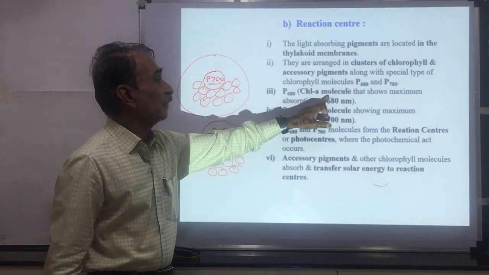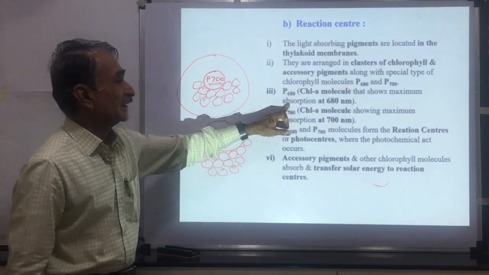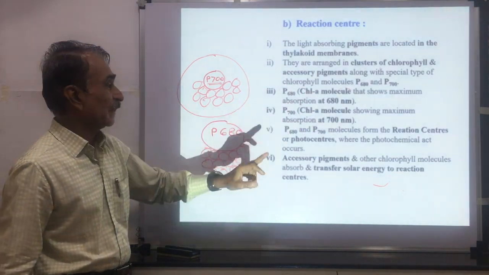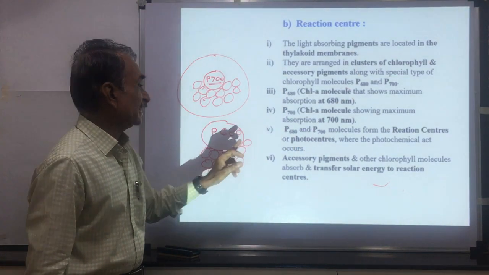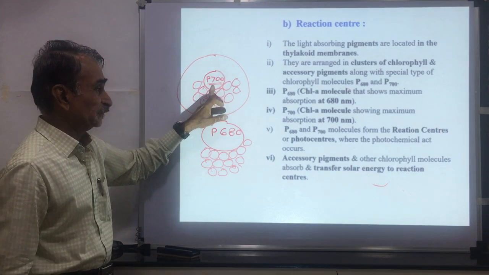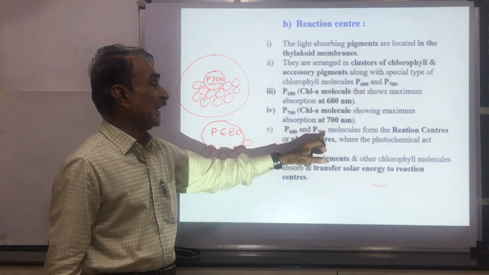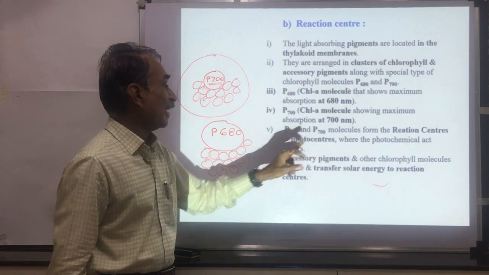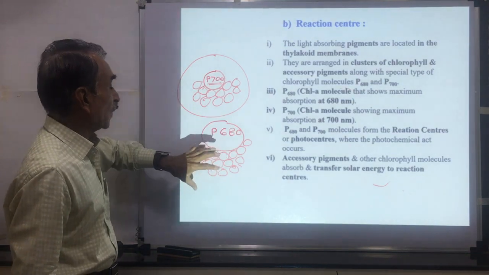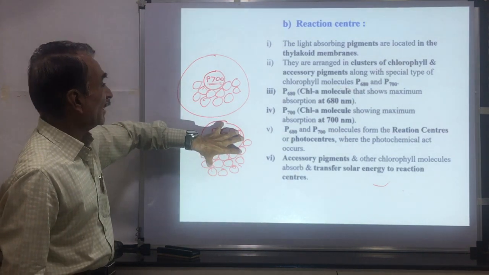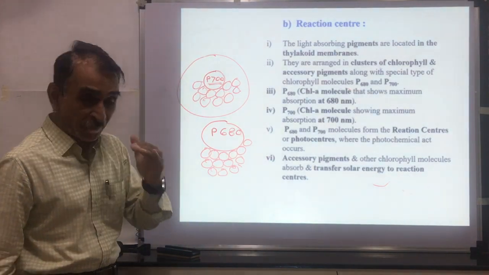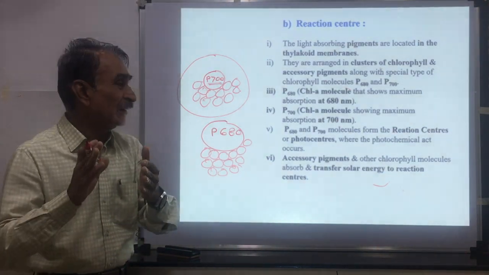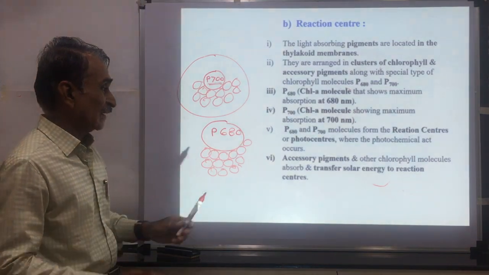P680 is a chlorophyll A molecule that shows maximum absorption at 680 nm. P700 is a chlorophyll A molecule which shows maximum absorption at 700 nm. P680 and P700 molecules form reaction centers or photocenters. This is one reaction center, and this is the other reaction center. They are the reaction centers where the photochemical act occurs.